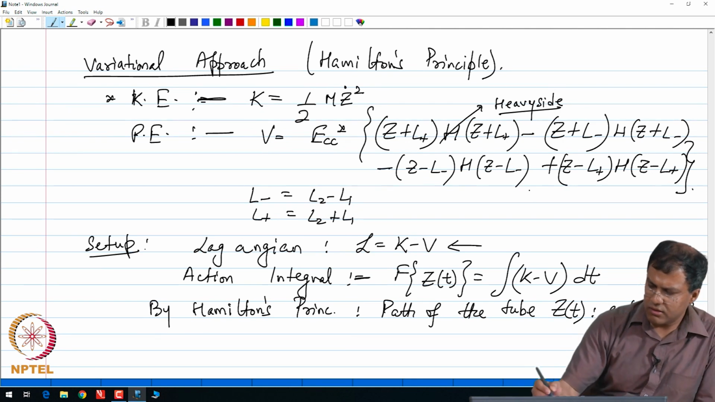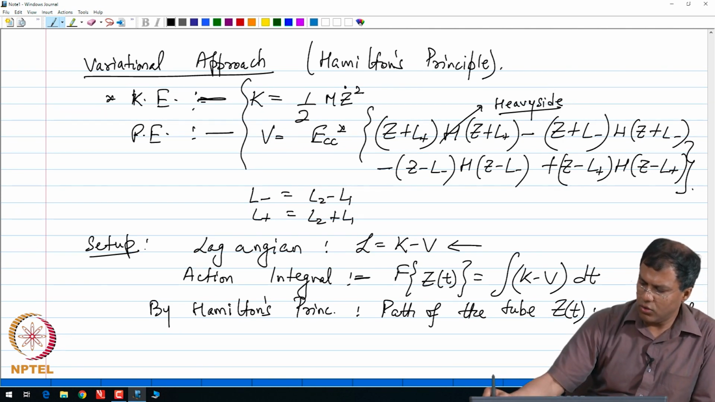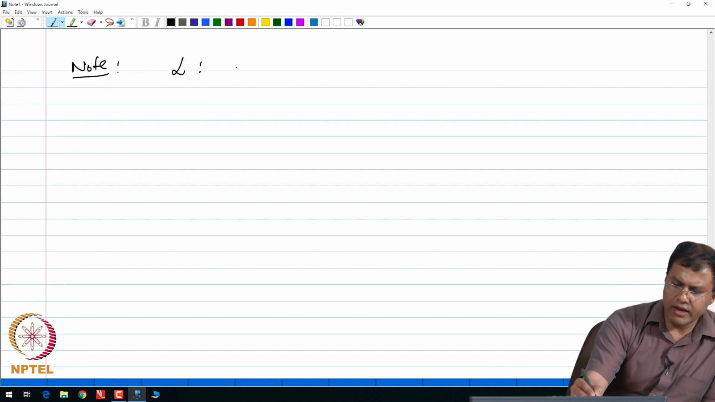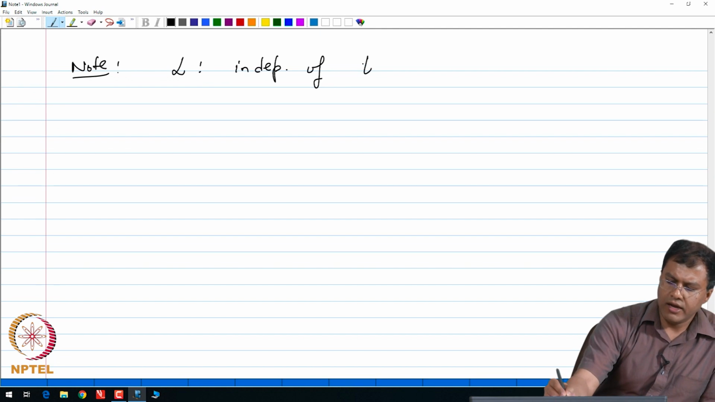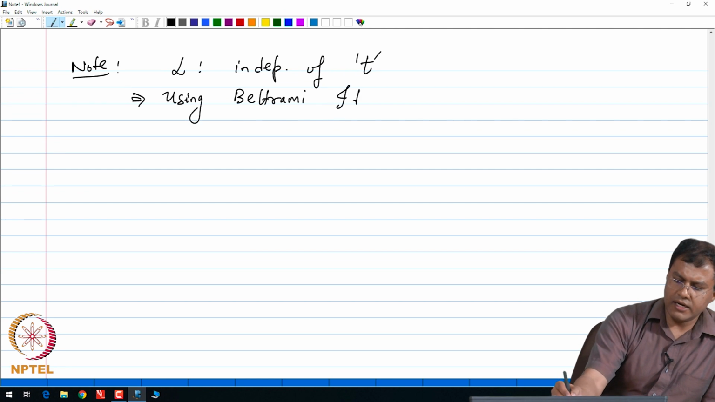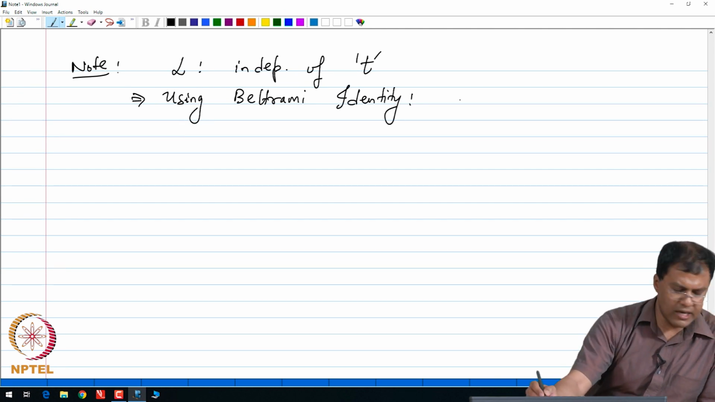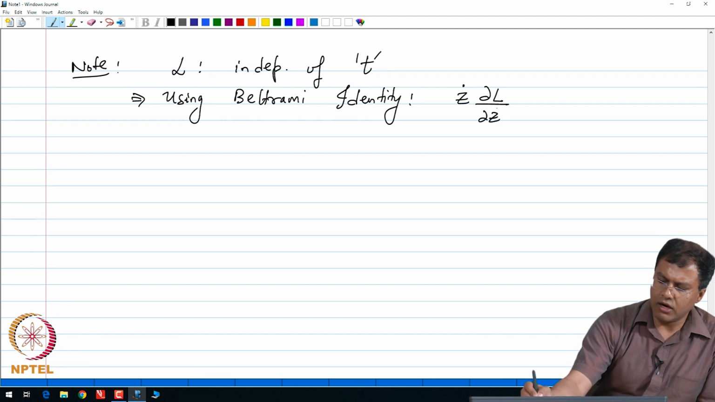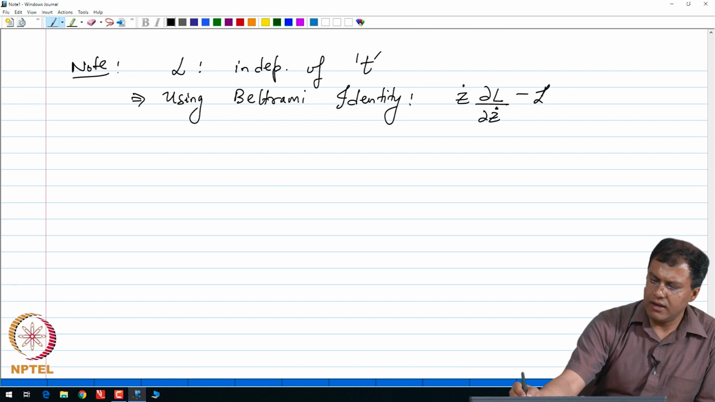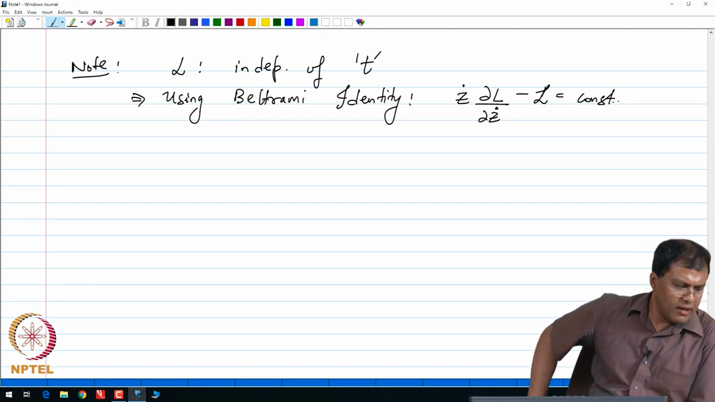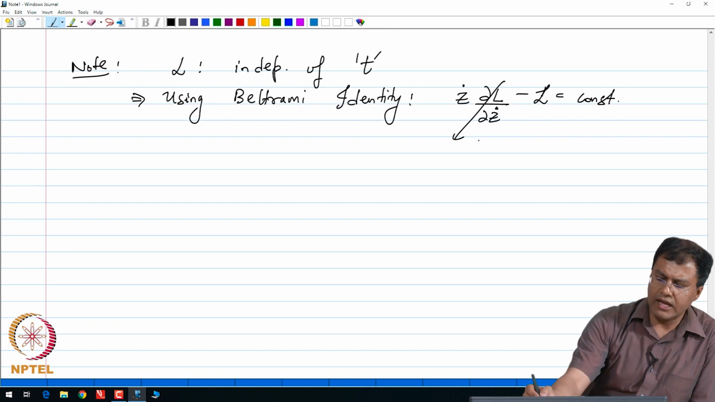Note that my Lagrangian L is independent of the independent variable t, so if I use the Beltrami identity, I see that I am going to use the following: z dot times partial L partial z dot minus L is equal to a constant.